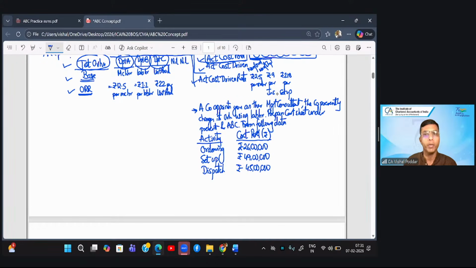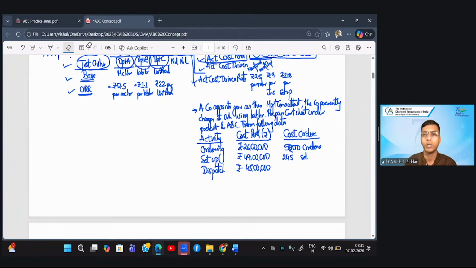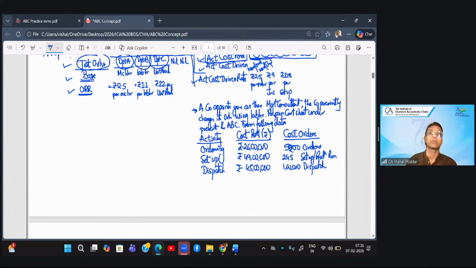Now, the interesting part is, in many sums, they will give you the cost drivers also in front only. Like for ordering, they will say what is your base. Your base is 5,200 orders. Let us say 5,200 orders, correct? Then 245 setups, or production runs, whatever. Then 1 lakh dispatch. Now this is the data given, plus they will say labor hours expected during the year, 5 lakh hours.